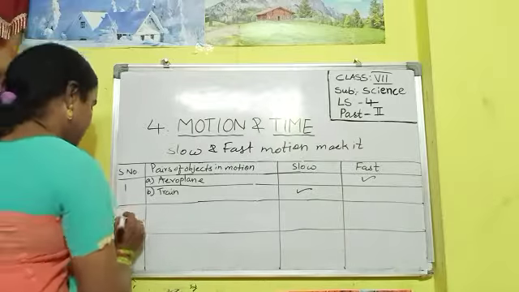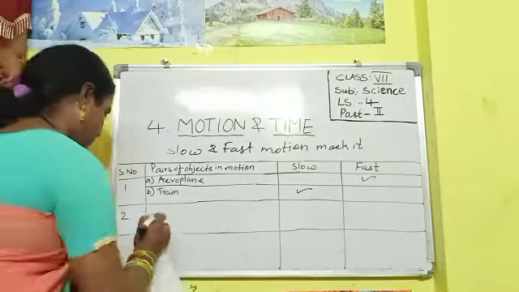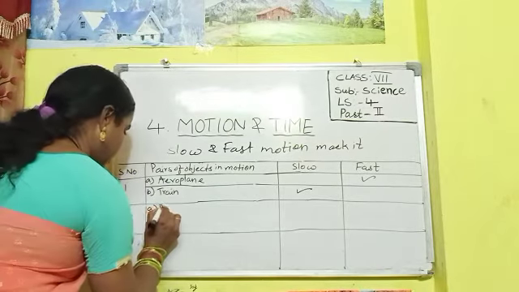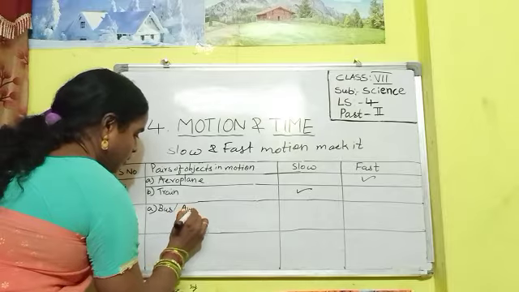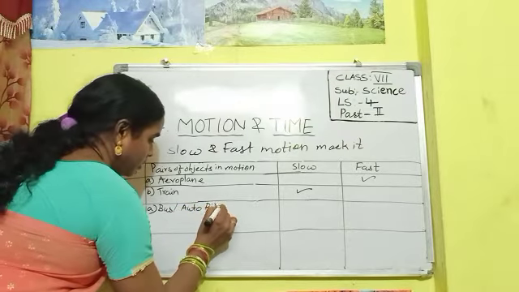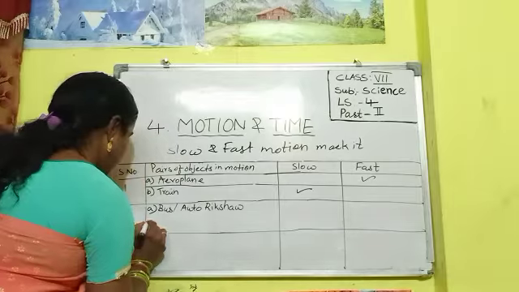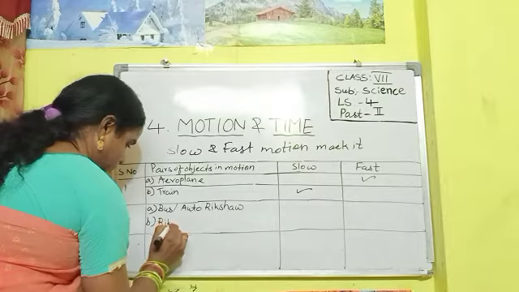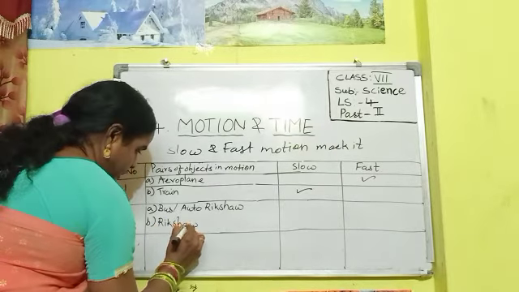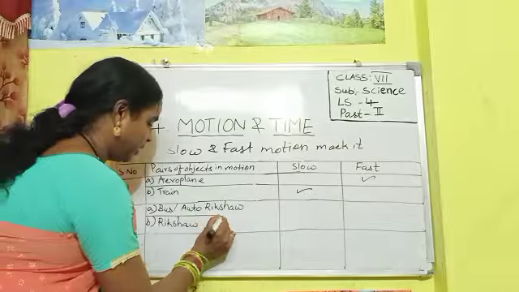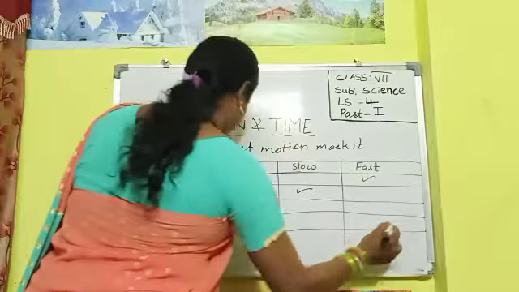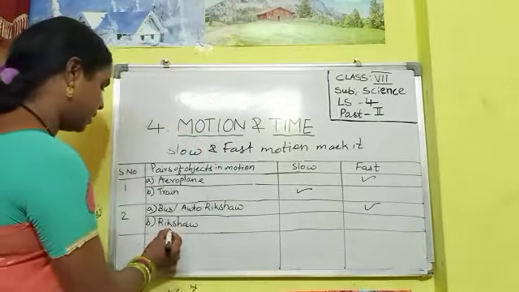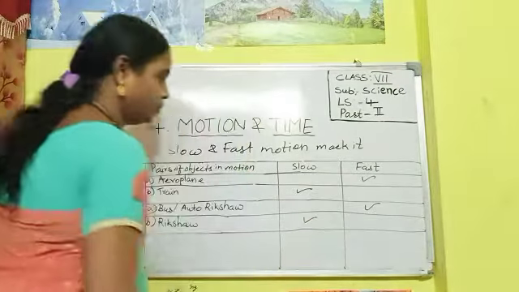And in the second, A is bus, auto rickshaw, and B is rickshaw, the cycle rickshaw. So comparing the bus and auto rickshaw, the bus and auto rickshaw are fast in motion and the cycle rickshaw is slow in motion.